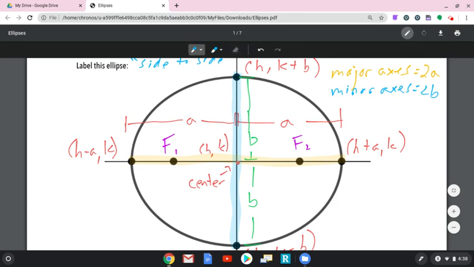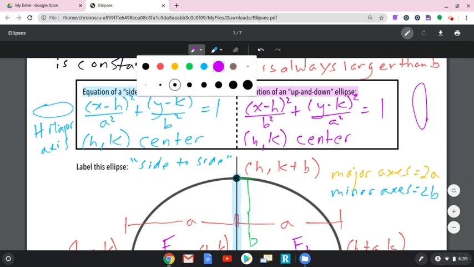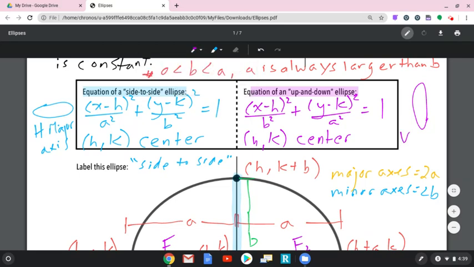So let's think about this. In this one, I will have a horizontal major axis. This one, the purple, if I have a side up and down, will have a vertical major axis. Now, the next thing we need to know is the formula to help us identify our focus points.